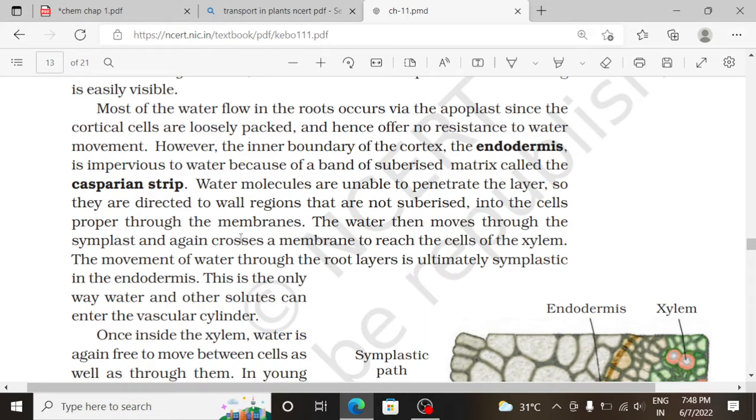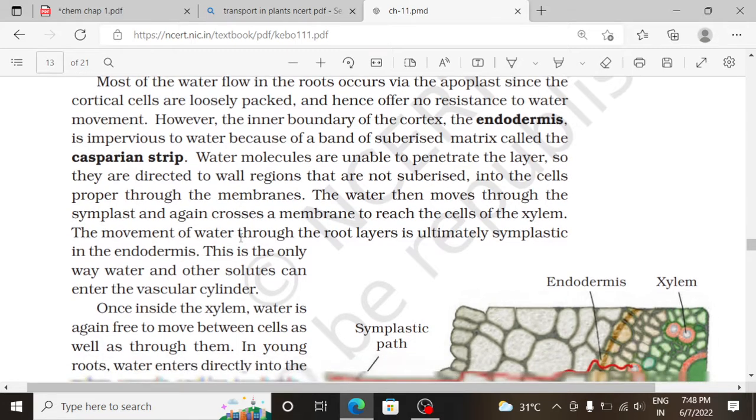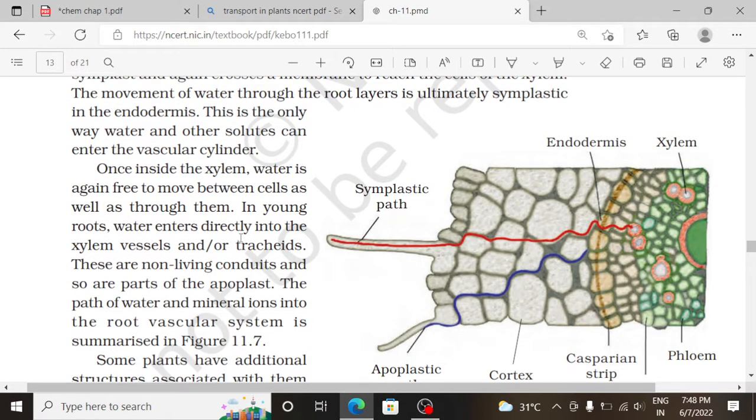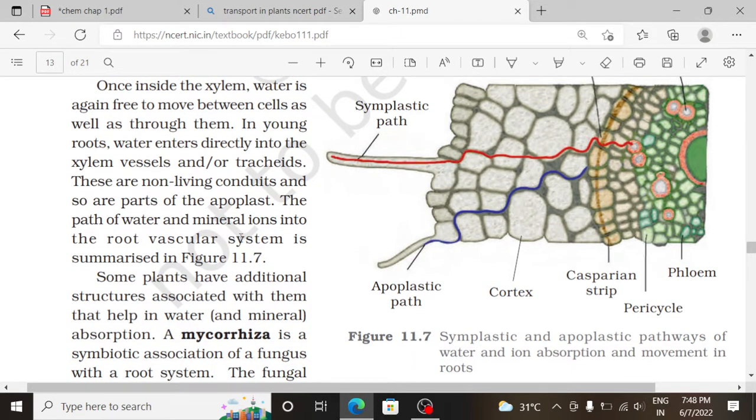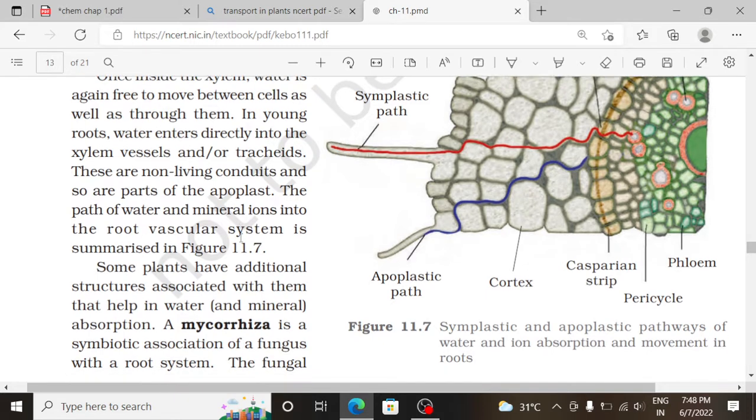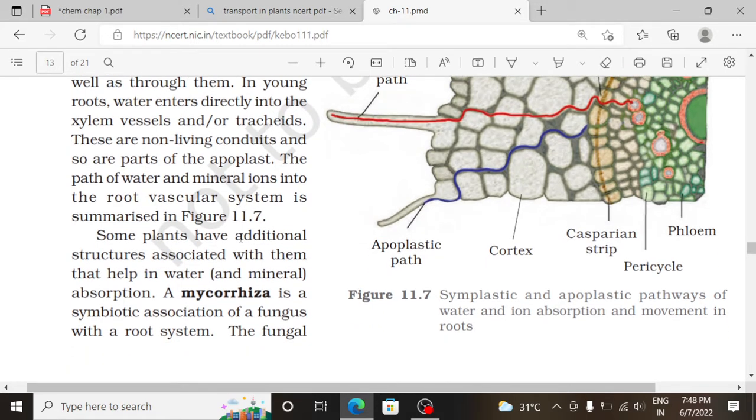The water then moves through the symplast and again crosses the membrane to reach the cells of the xylem. The movement of water through the root layers is ultimately symplastic in the endodermis. This is the only way water and other solutes can enter the vascular cylinder. Once inside the xylem, water is again free to move between cells as well as through them. In young roots, water enters directly into the xylem vessels or tracheids. These are non-living conduits and so are parts of the apoplast. The path of water and mineral ions into the root vascular system is summarized in figure 11.7.